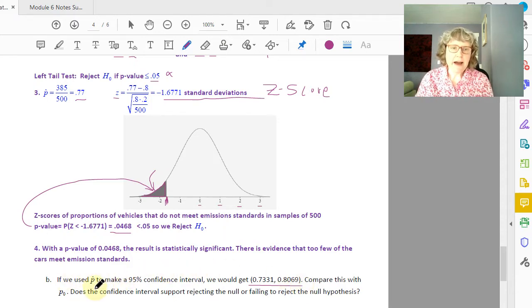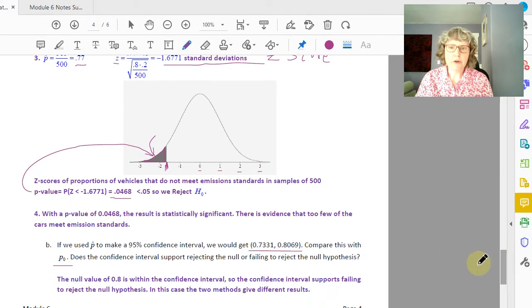So if we used p-hat, our 0.77, to make a 95% confidence interval, we would get 0.7331 to 0.8069. Compare this with p0. Does the confidence interval support rejecting or failing to reject the null? In this case, our 0.80 is barely inside. It's close to the edge, but it is inside. So the null value is within the confidence interval. So that supports the null value. 80 is in here, so that supports the null, which would mean not rejecting the null.